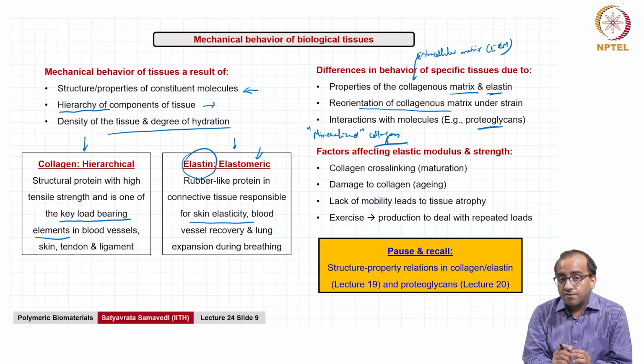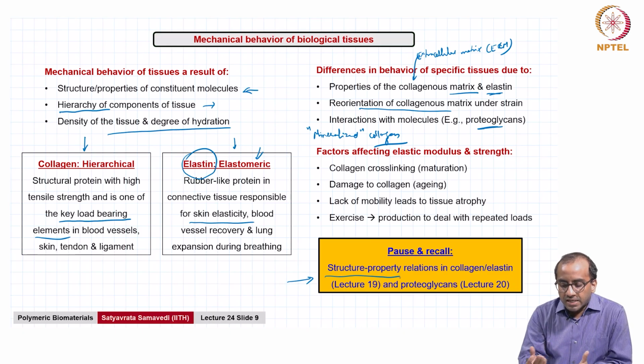You can also have collagen orientation, right? In bone, it's a pretty randomly oriented collagen network that you have, whereas in ligaments and tendons, which are more anisotropic, you will have pretty aligned collagen fibers. So all of these things will contribute to the mechanical properties. And again, all of this is not new to us. We are simply recalling some of these concepts in the context of mechanical properties in viscoelasticity. We have looked at all of this in great detail as part of structure property relationships in lectures 19 and 20, which I would like you to pause and recall at this stage.